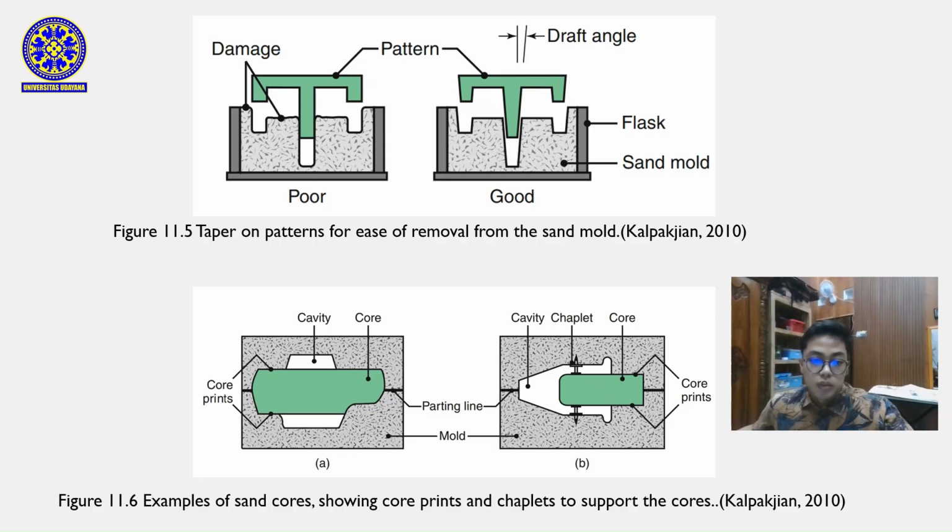Figure 11.6 shows how cores are used to create hollow cavities in a casting. Figure A shows the core being supported by core prints. Figure B shows an alternative where metal supports called chaplets are used to anchor the core and prevent it from shifting during pouring.